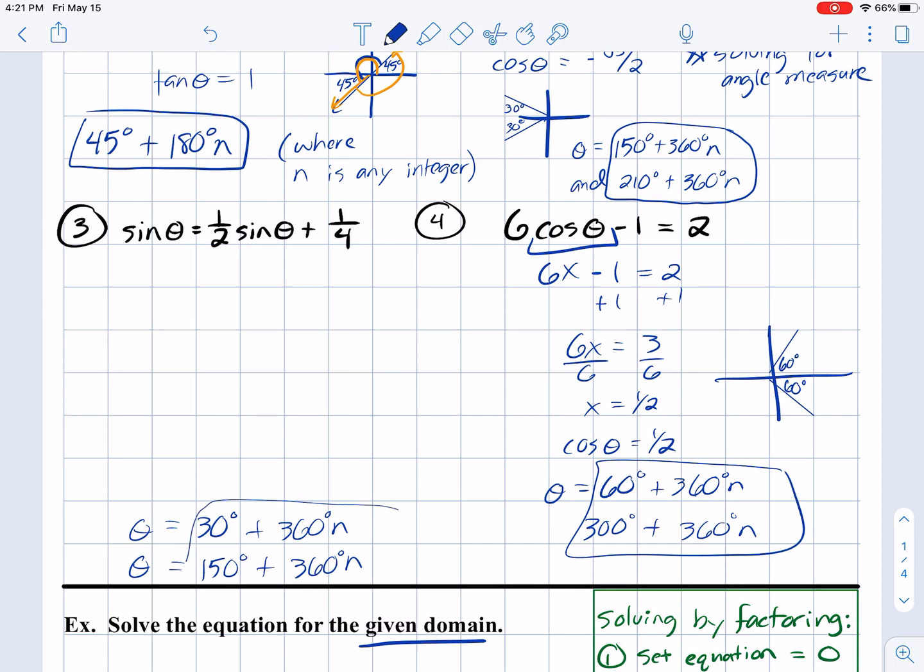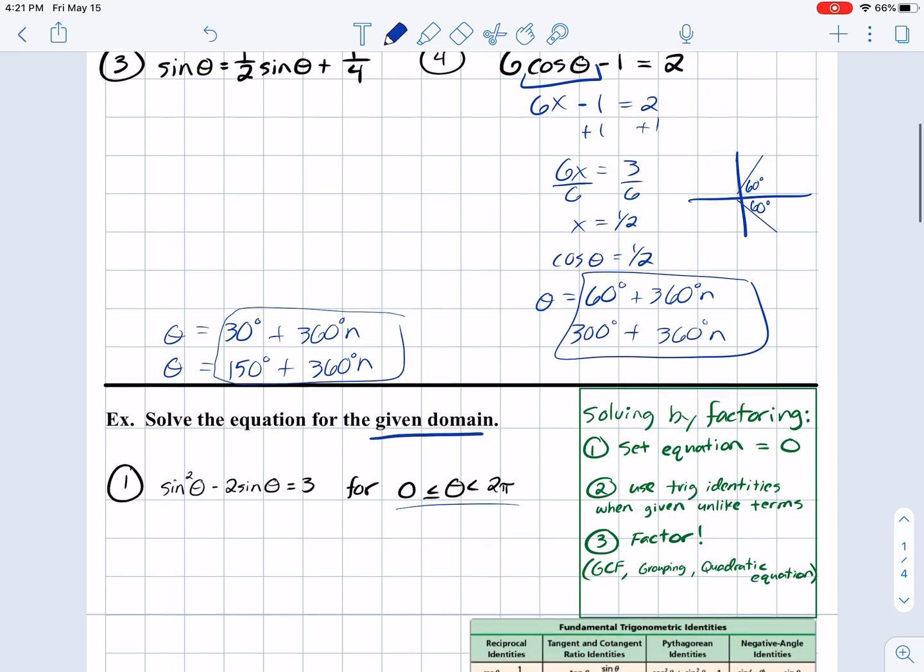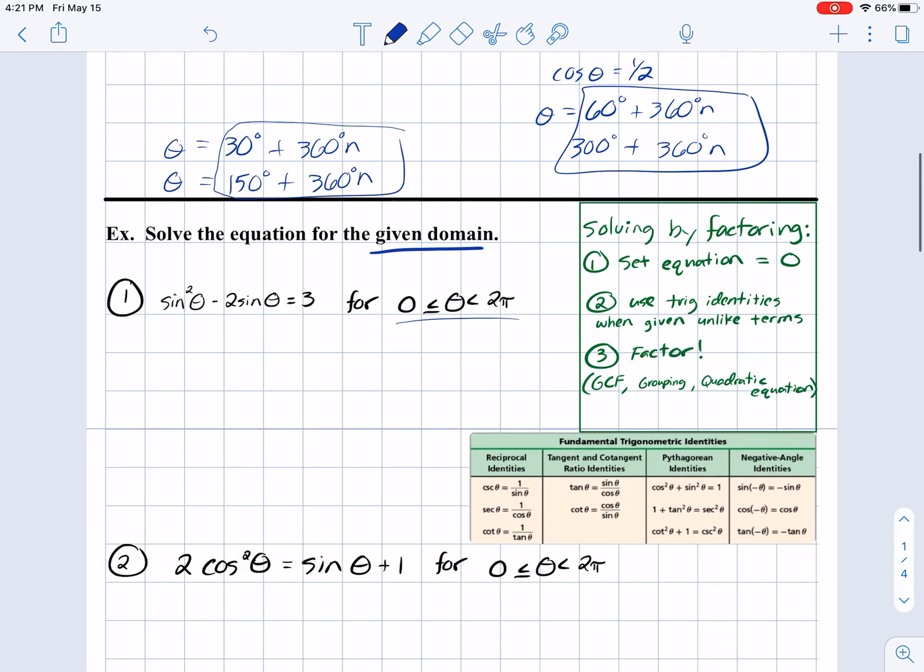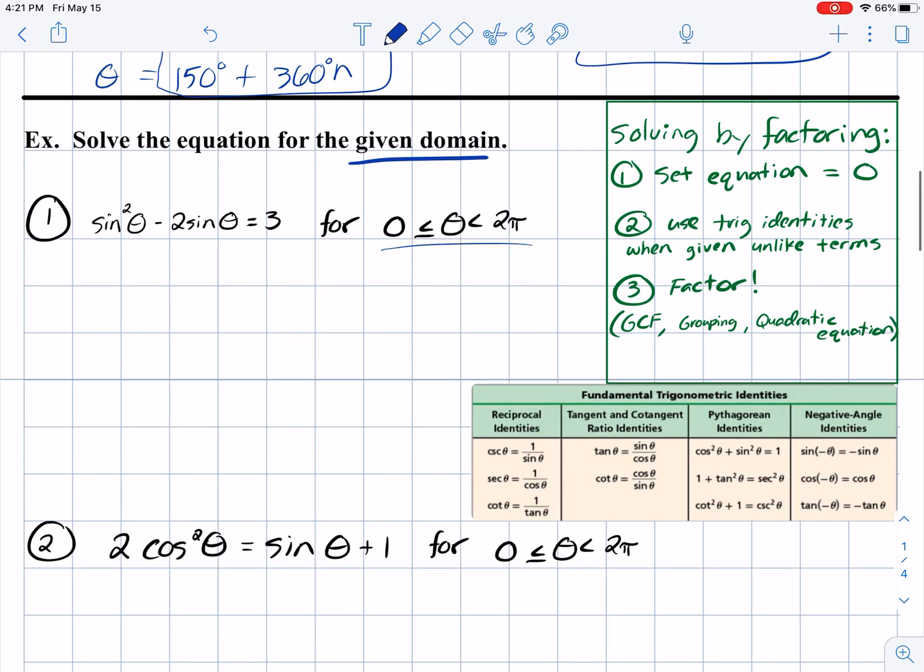Okay, so if you want to try that trick on some of these, feel free, because we're going to move on to some more complex equations where we have to use some of our trig identities. So these are really the same steps as above, except you might need to use some trig identities when you have unlike terms.